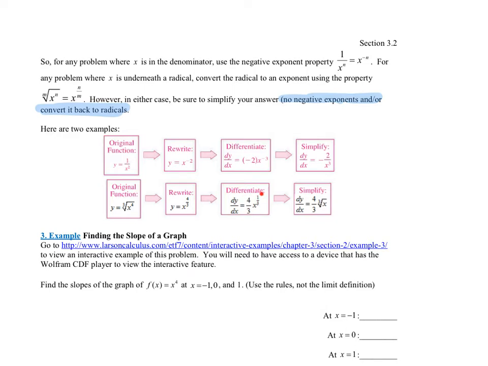But you cannot leave your answer in this form because it started as a radical, it has to end as a radical. So x to the 1/3, convert it back, and that would be the cube root of x. So make sure you put your answer in the final simplified form, not in the form with negative exponents or in exponential form if it started in radical form.